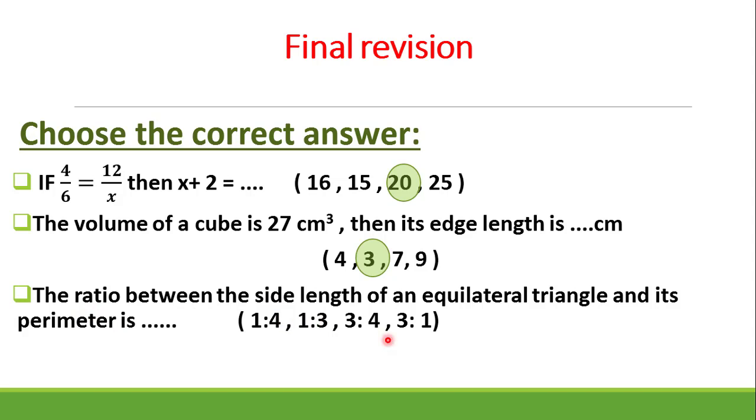The ratio between the side length of an equilateral triangle and its perimeter. In the equilateral triangle all sides are equal, so the perimeter equals 3 times L, or 3 times the side length. So the ratio will be L to 3L, which means 1 to 3.